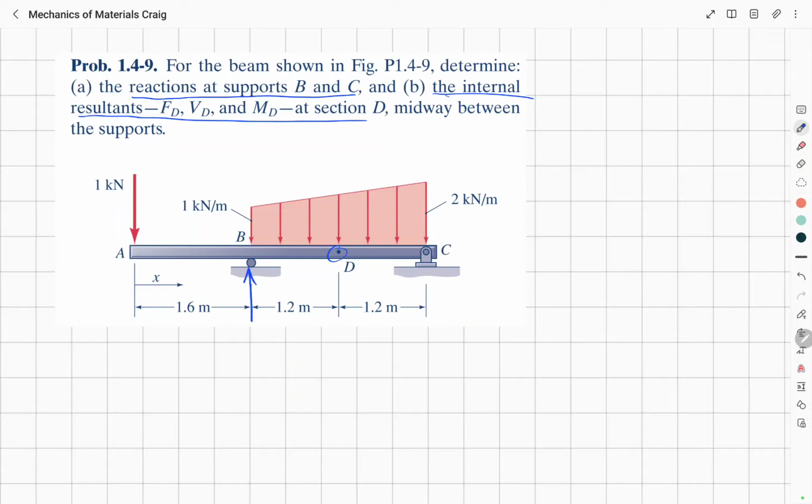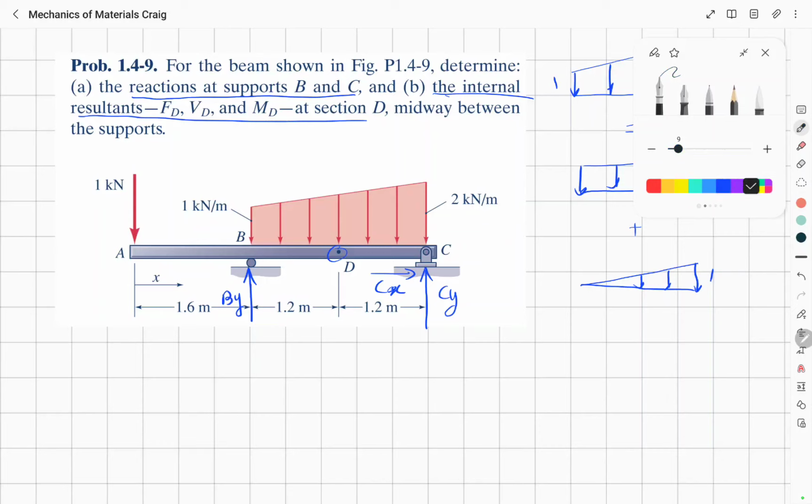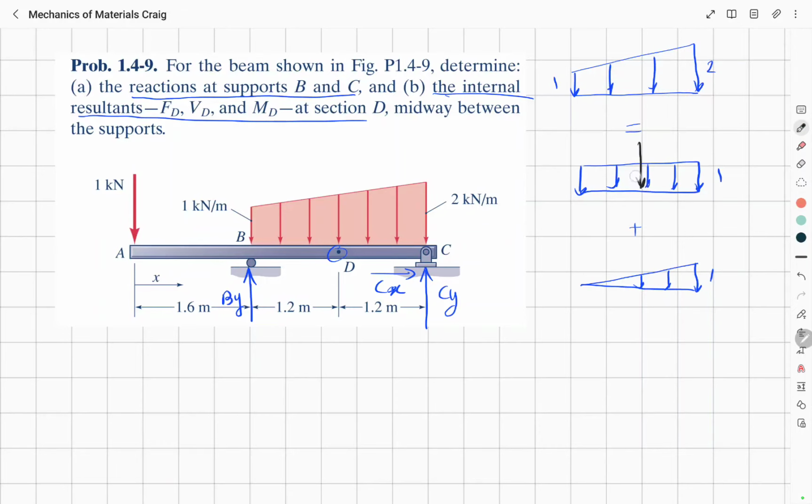So at point D, we have By. At point C, we have Cy and Cx. We can convert this distributed load to 2-point loads. This is 2, this is 1. We can write this is equal to a rectangular load, this is 1, plus a triangular load, and this is 1. And then we can convert each of these loads to 1-point load.